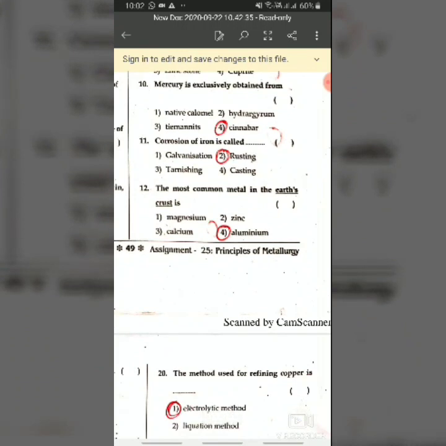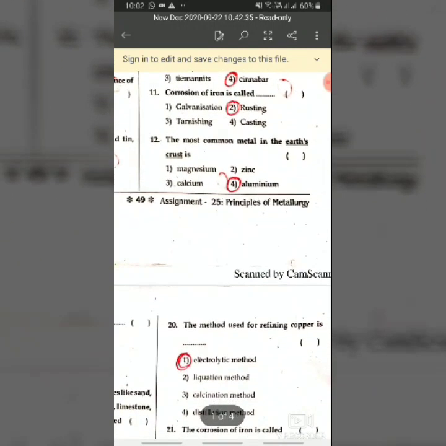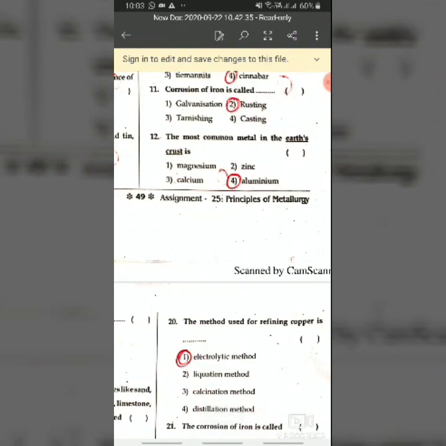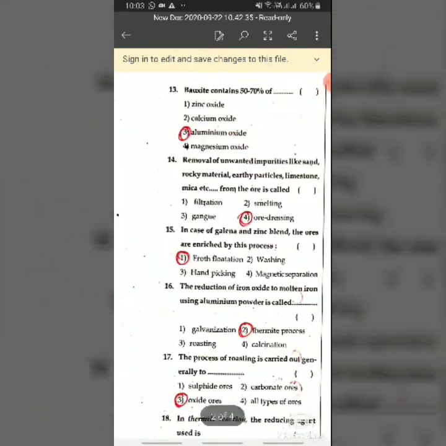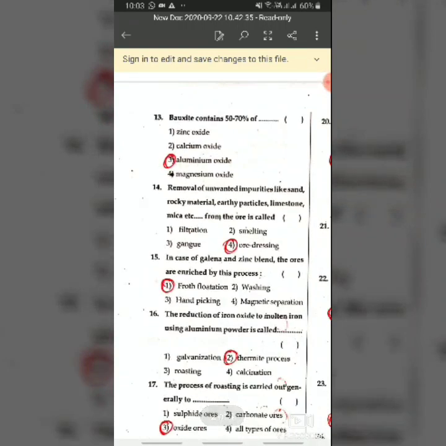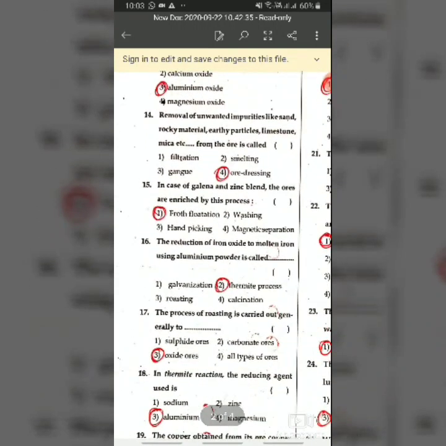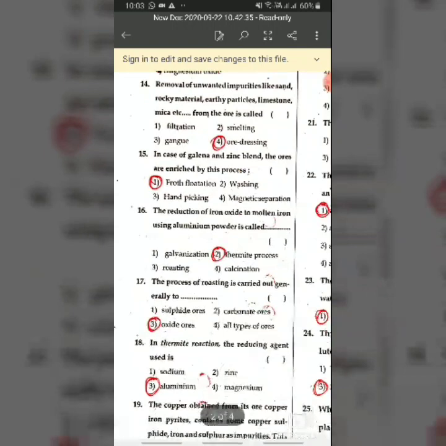Corrosion of iron is called rusting. In general words, corrosion of iron is called rusting, option 2. The most common metal in the earth's crust is aluminium, option 4. Bauxite contains 50 to 70% of aluminum oxide, option 3. Removal of unwanted impurities like sand, rocky material, earthy particles, limestone, mica, etc. from the ore is called ore dressing, option 4.